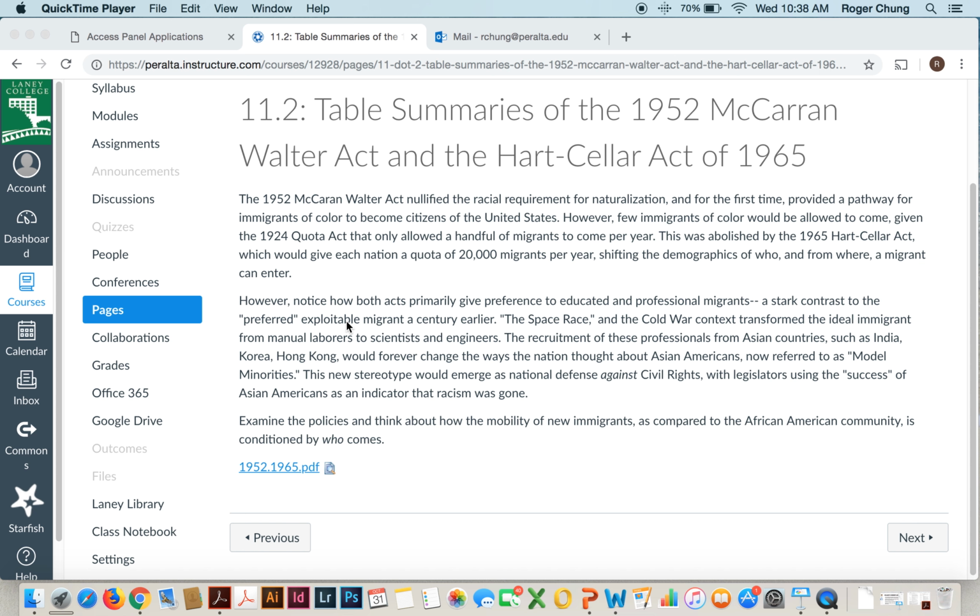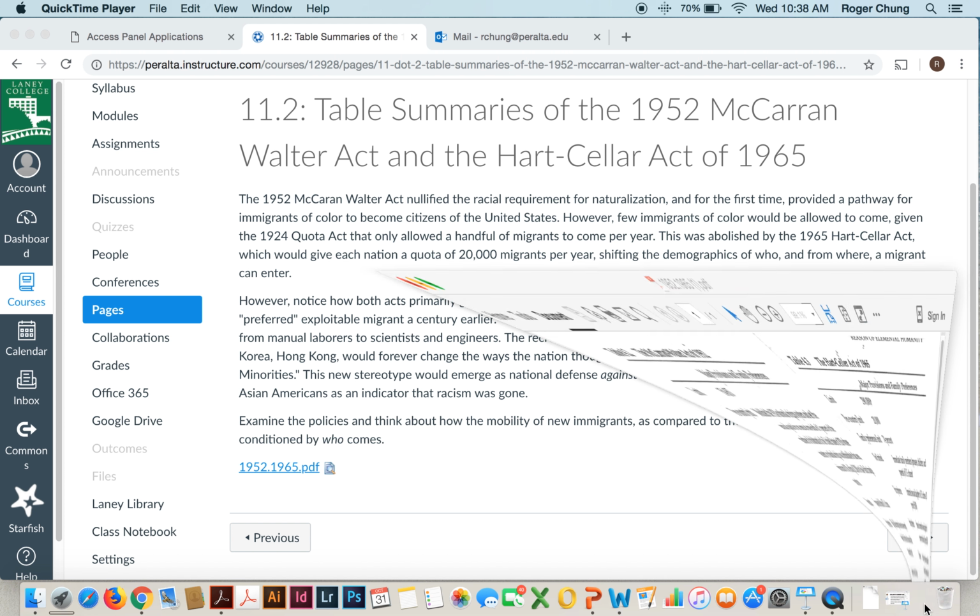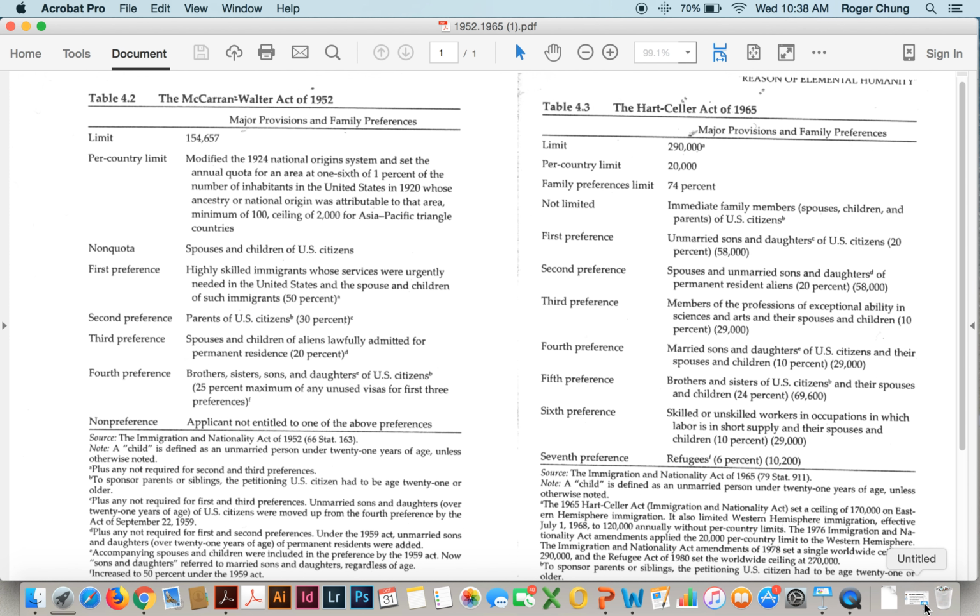So, what I want to do first is take a look at the table summaries of the 1952 McCarran-Walter Act and the Hart-Celler Act of 1965. Go ahead and click on the PDF link. I have it open right here, and I will just open it.